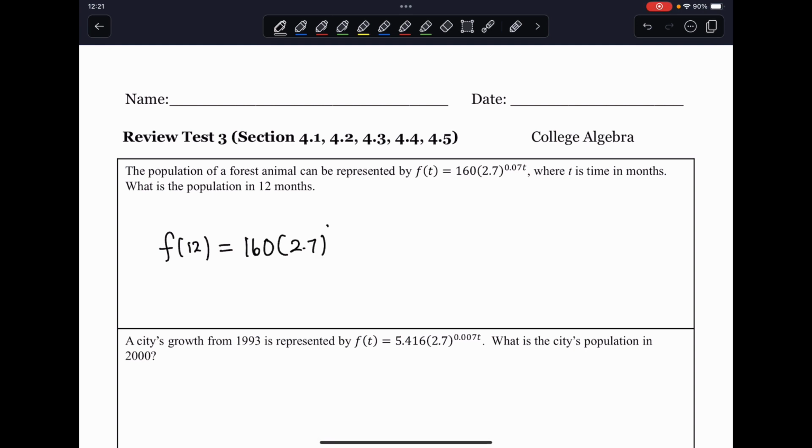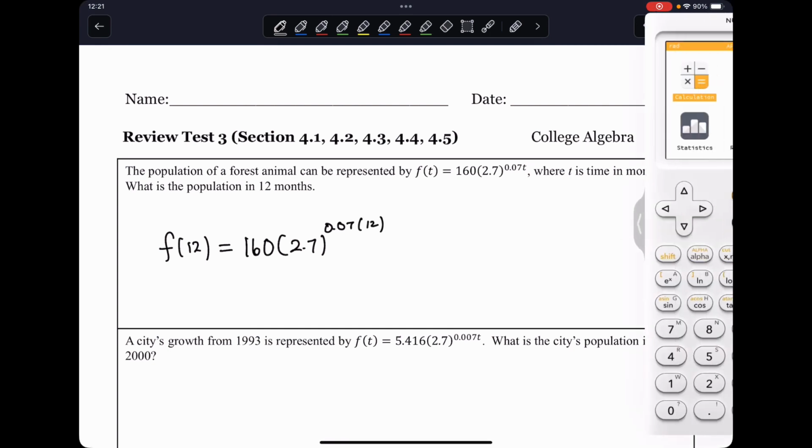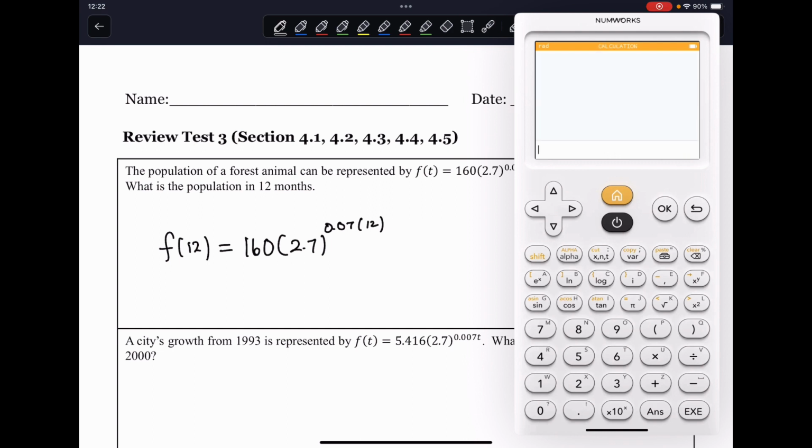replace our value of t with 12. So let's bring out our calculator here. And again, thanks to Numworks for this device here. This is a great little device. And we're going to raise that to the 0.07 times 12 power. And that's going to equal a total of 369. We'll estimate it to 69. So that's the answer to this question right here.